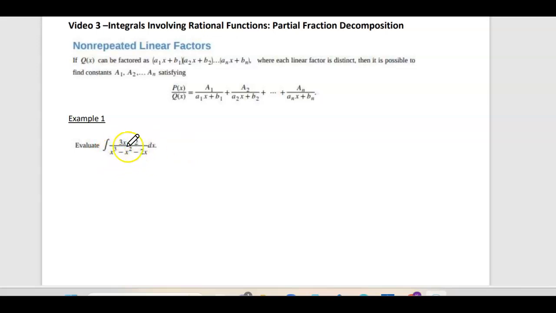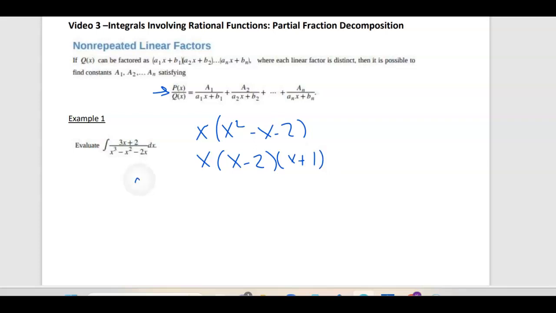Okay, but in this case, I need to break this up into whatever its original fraction was that made this combination. And you do that by finding the factors at the bottom. So I see that the x factors out, and then I have x minus 2 and x plus 1 as my factors here. So what does that mean?